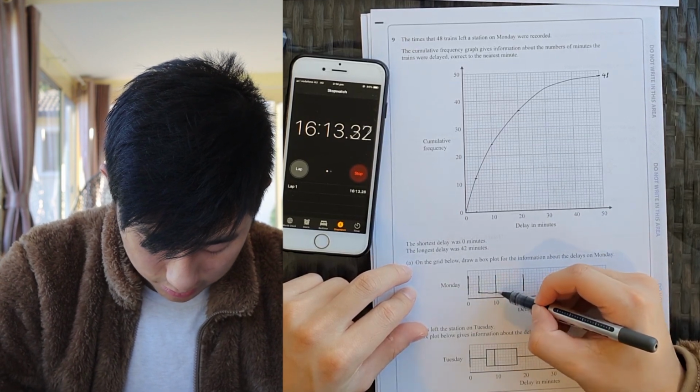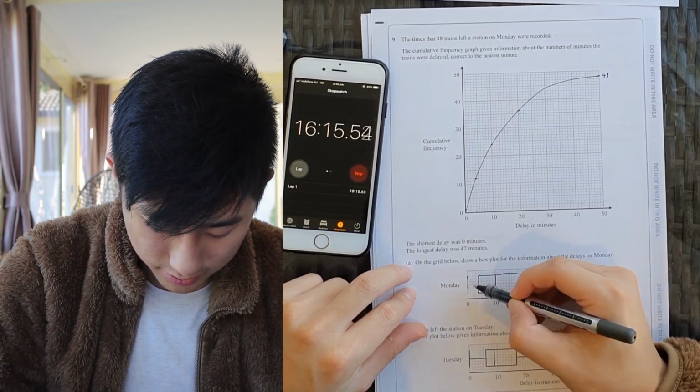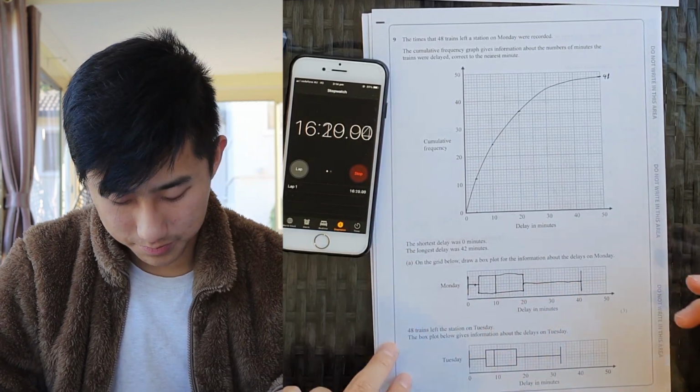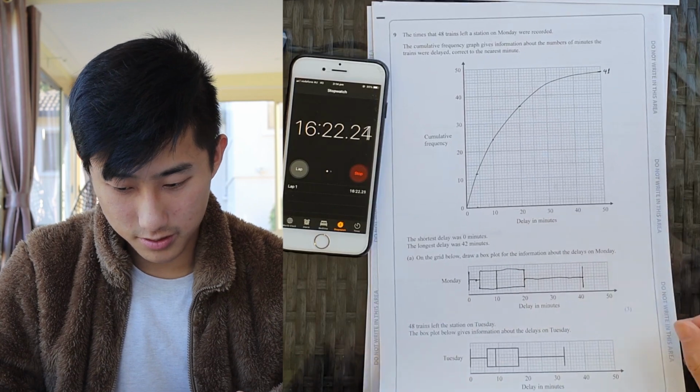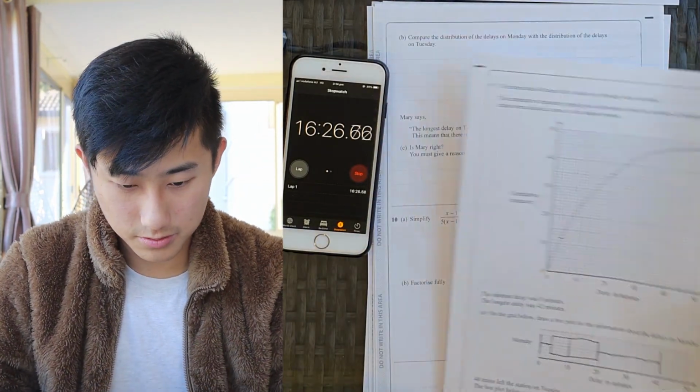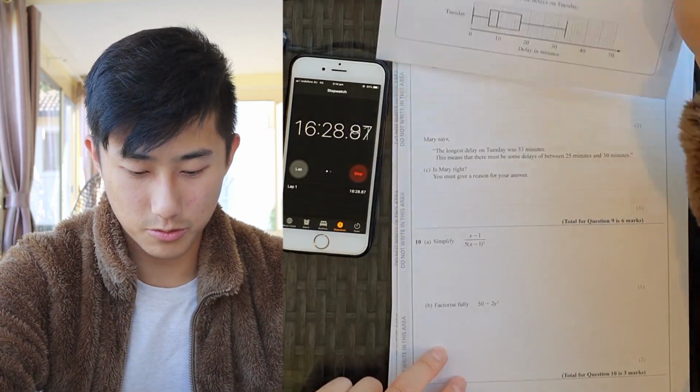Okay, so that is kind of the box plot, I reckon. I think that's how I do a box plot. Kind of forgot. Okay, what's that for? Okay, so there's more parts to this.